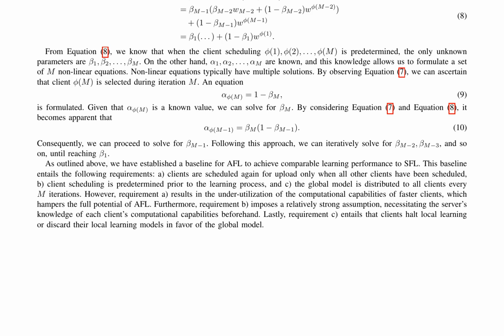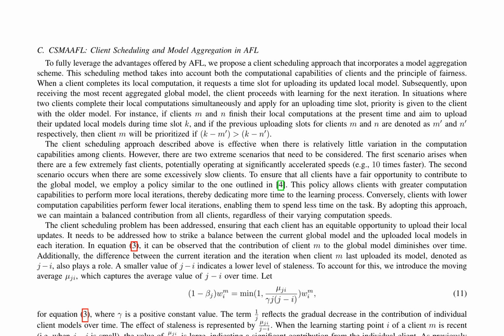To achieve comparable learning performance to SFL, AFL needs to adopt the same client scheduling strategy and aggregation coefficient. A client is scheduled to upload its model again only when all other clients have finished uploading theirs, prioritizing faster clients. The aggregation weight beta varies in each global iteration, ensuring clients contribute equivalently.